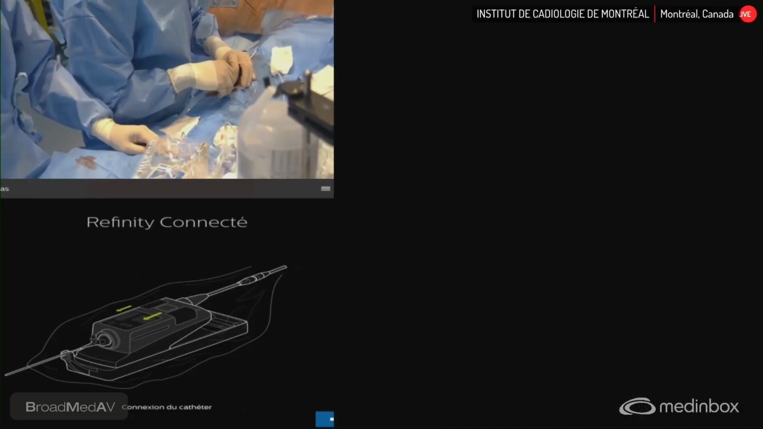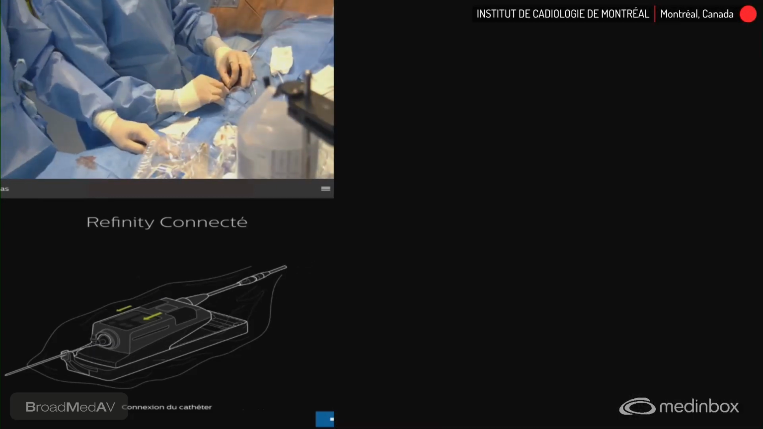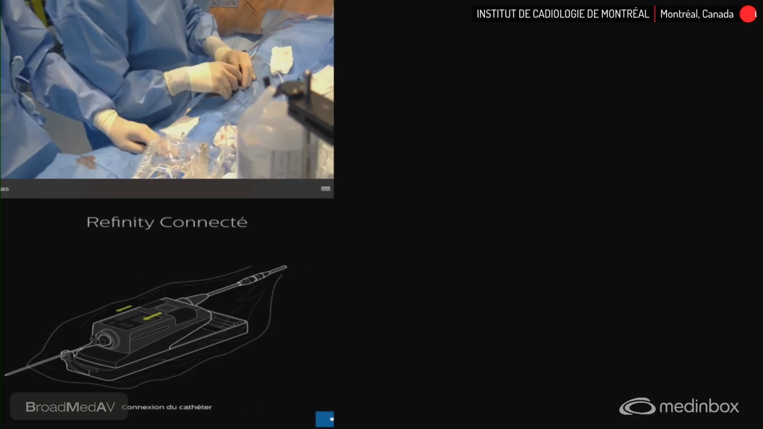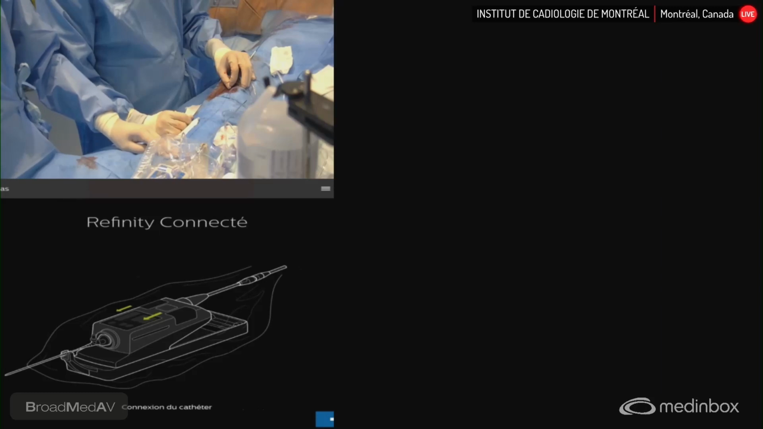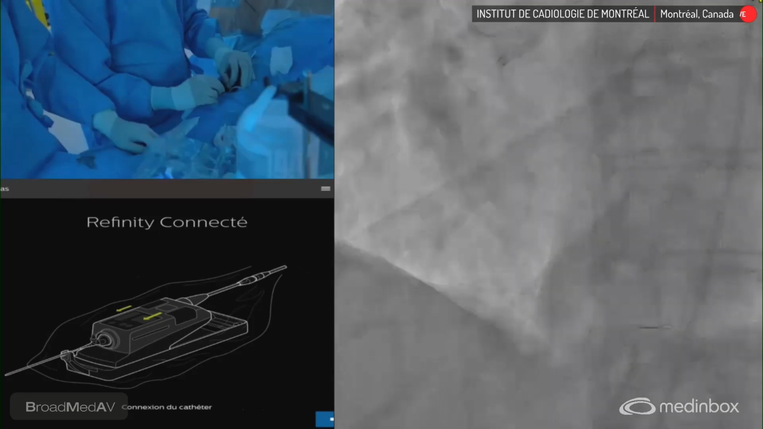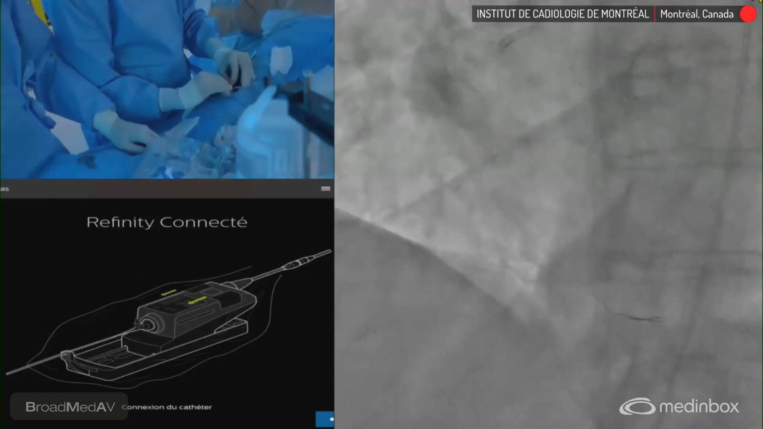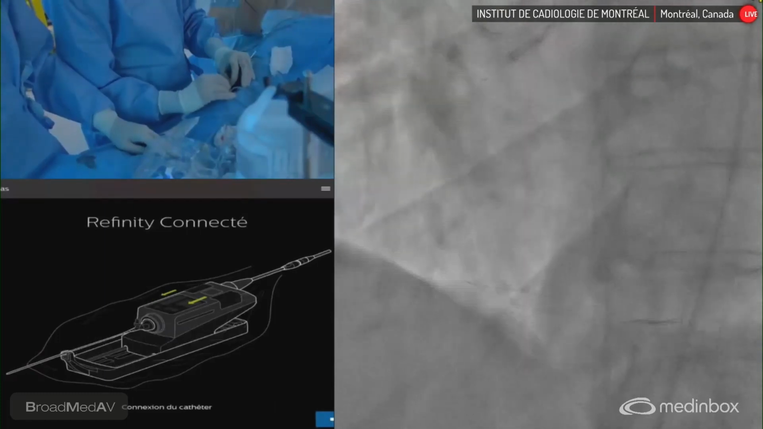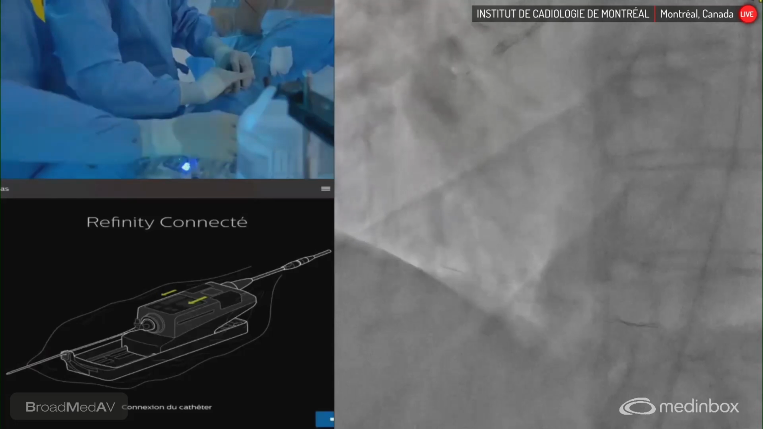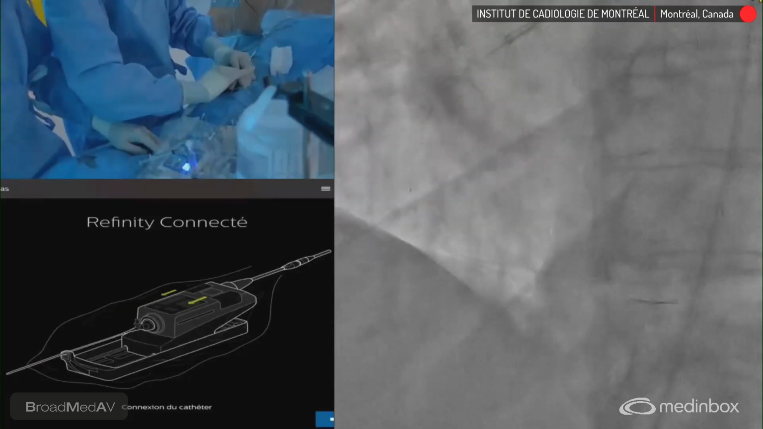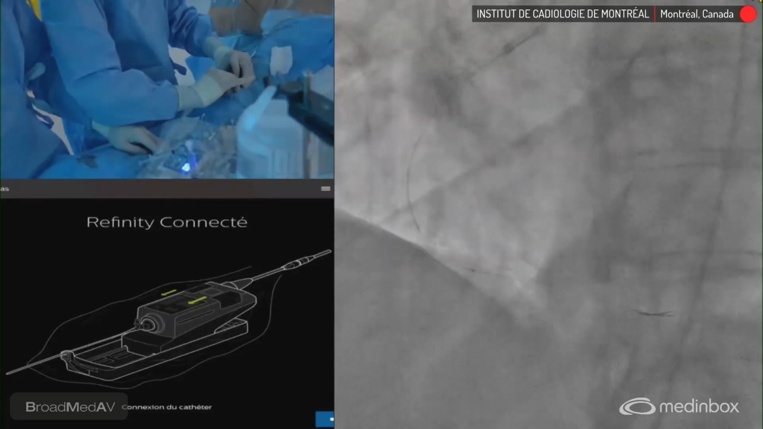The IVUS catheter is currently the Refinity Philips Volcano system, the 45 megahertz system. The tip has been improved, so it should track better than the previous IVUS catheter. So we should eventually see it go through. There you go, very smoothly.